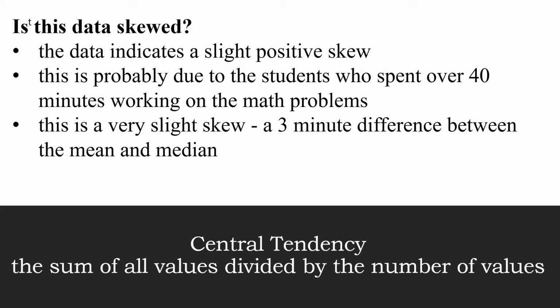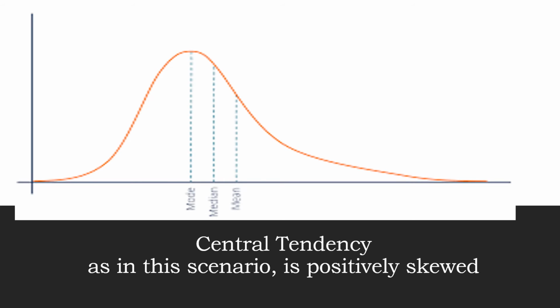Central tendency is the sum of all values divided by the number of values. An example of a central tendency in this scenario is positively skewed.